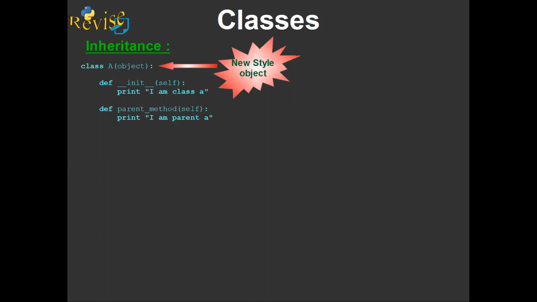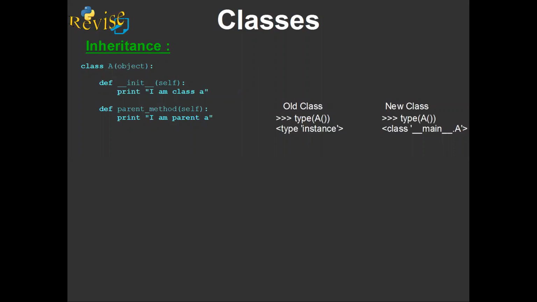So what is the difference here? First, if you take the type of a class A initialization, in the old class it shows type instance. In the new class, it shows class main A. So by this, you will understand whether it is an old class or new class definition. In an old class, you don't have to inherit object, just class A. It will take you to the old class definition. Now we'll come back to inheritance.